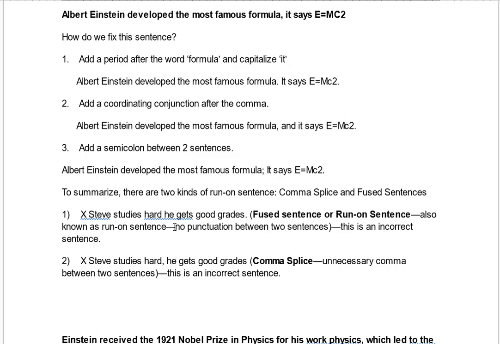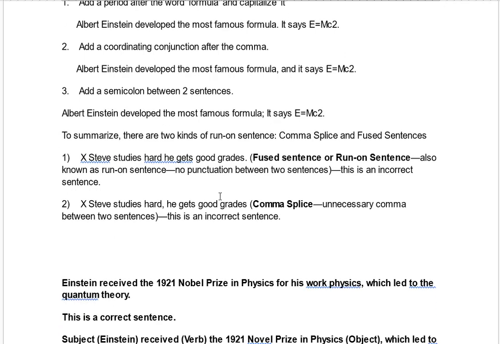So to summarize, there are two kinds of run-on sentences. You have comma splice, in which you have an unnecessary comma, and you have fused sentences where you have no period. Both of these, fused sentences and comma splices, are considered run-on sentences.